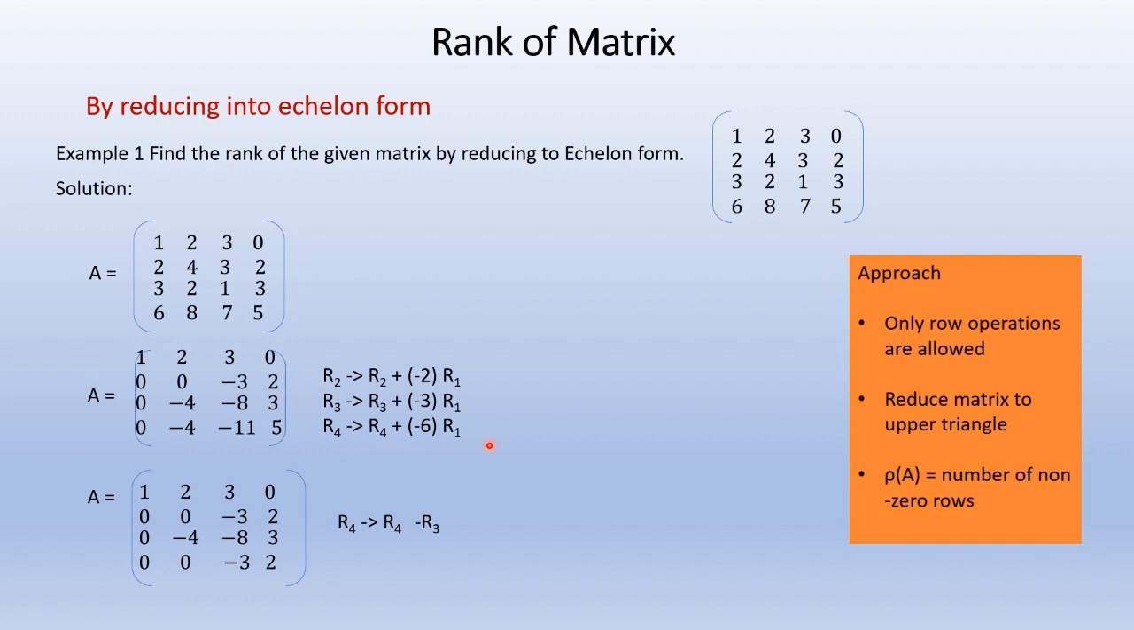R4 is transformed by adding minus 6 times R1 to R4: 6 plus minus 6 times 1 is 0, 8 plus minus 6 times 2 is minus 4, 7 plus minus 6 times 3 is minus 11, 5 plus minus 6 times 0 is 5. Row 4 is transformed by subtracting row 3 from it. Minus 4 minus minus 4 is 0. Minus 11 minus minus 8 is minus 3. 5 minus 3 is 2.